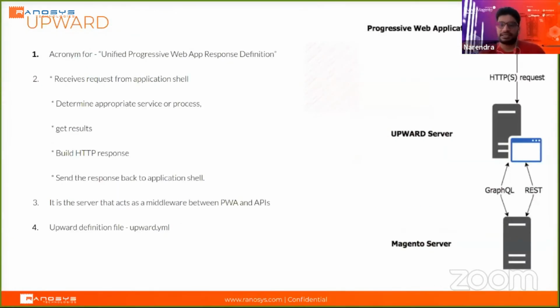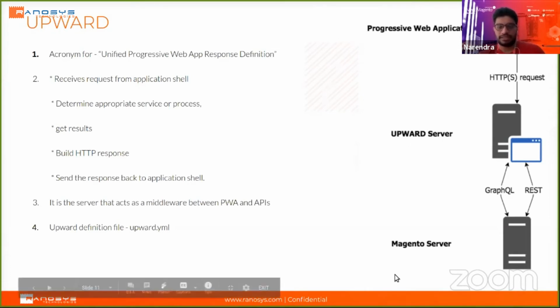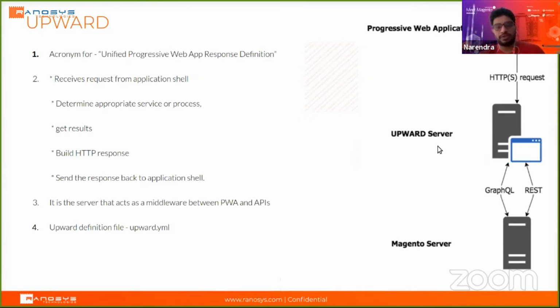Then Upward, as I said, is a connector between the progressive web apps and the Magento server. Let's assume this is our progressive web app and this is the Magento server. As I said, in Headless, the front end and back end can communicate only via the API. APIs can be REST and GraphQL, but the progressive web app and the backend, that's the Magento server, can't directly communicate. They actually communicate with this Upward server. So you need this Upward server to be up and running.